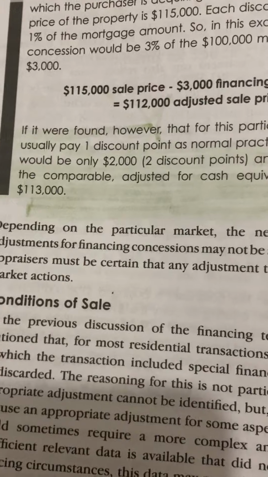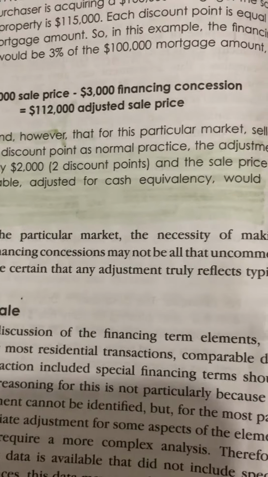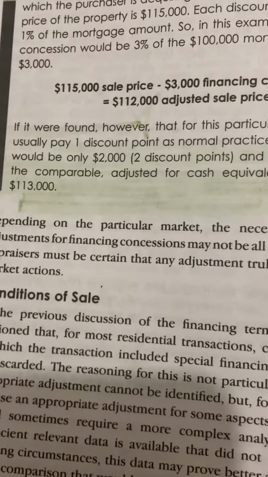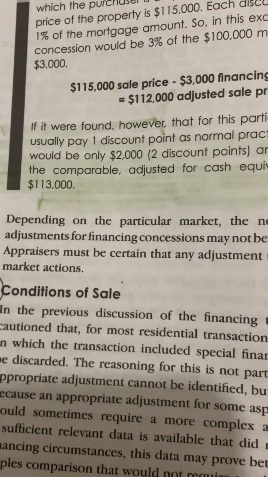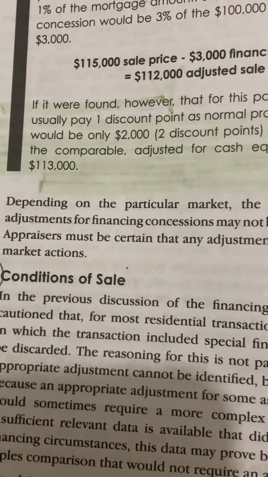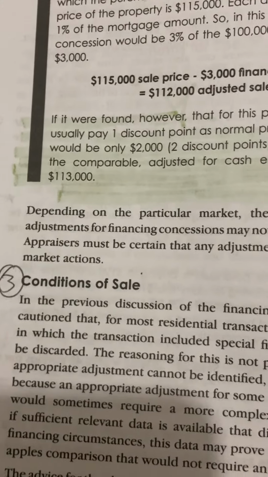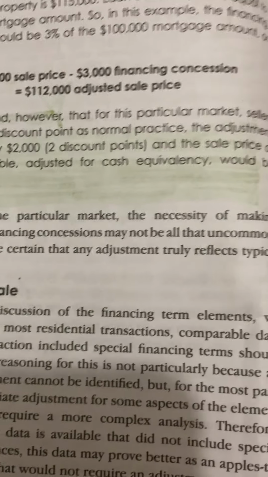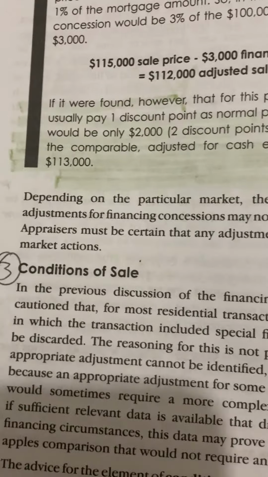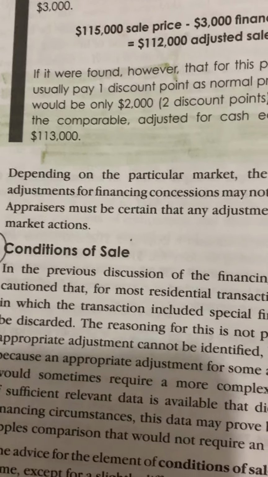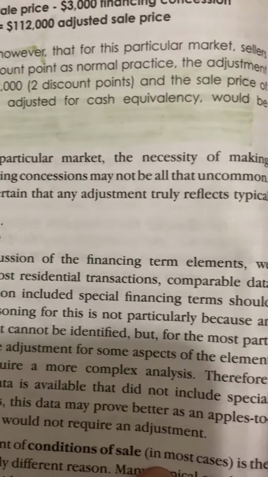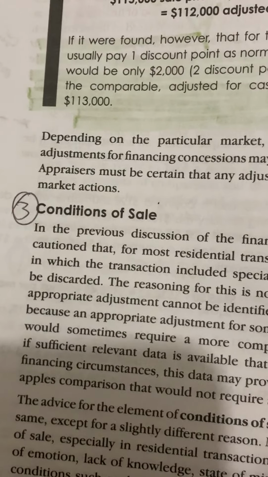And the sale price of the comparable, adjusted for cash equivalency, would be $113,000. Depending on the particular market, the necessity of making adjustments for financing concessions may not be all that uncommon. Appraisers must be certain that any adjustment truly reflects typical market actions.